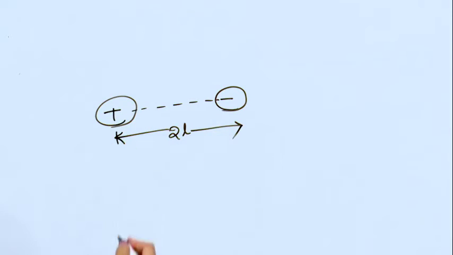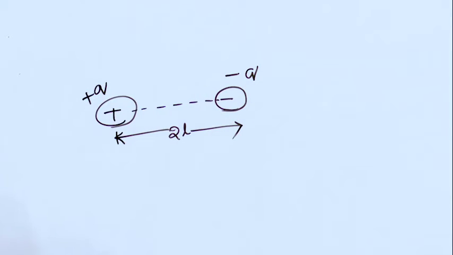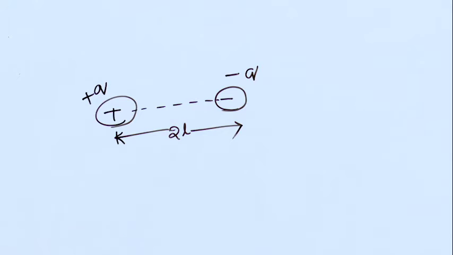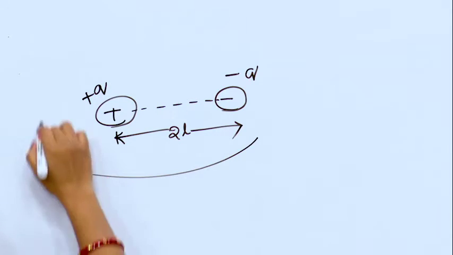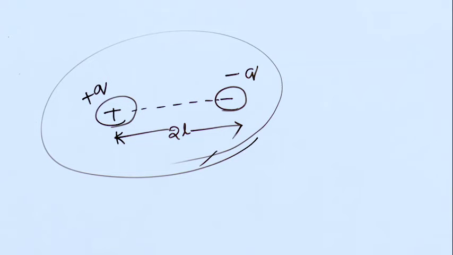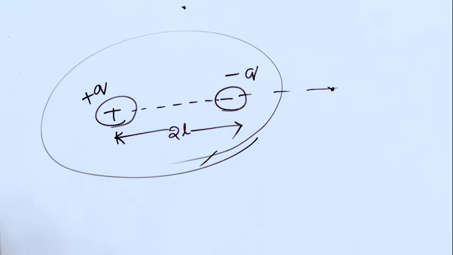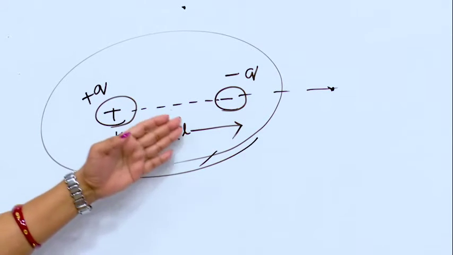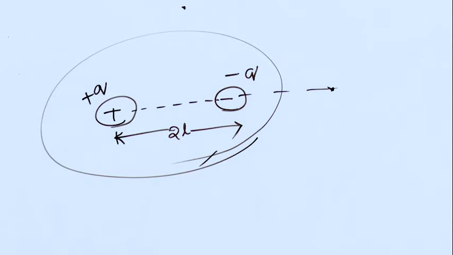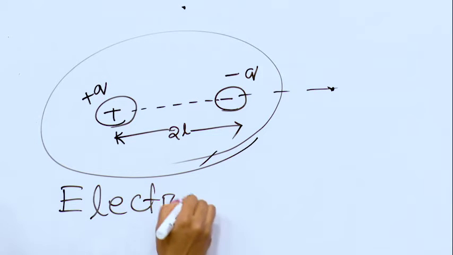Two opposite point charges, that is, suppose plus q and minus q, are separated by some distance 2L. Then what does this constitute, and how do we find the electric field intensity at any point? Suppose here and also here, at any point, how do we find the electric field intensity, and what is the system called? This system is called an electric dipole.